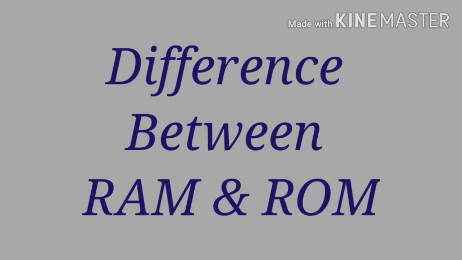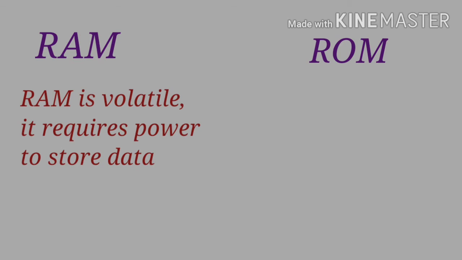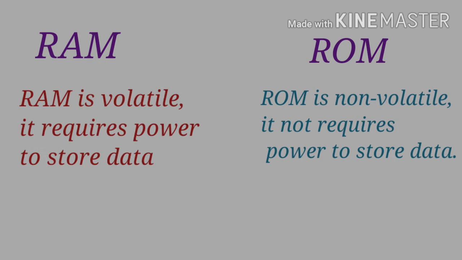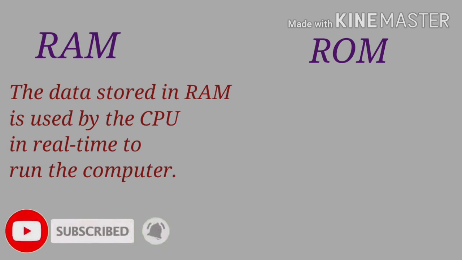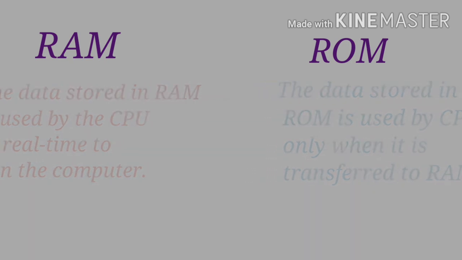Now let's see some basic differences between RAM and ROM. RAM is volatile, it requires power to store the data, whereas ROM is non-volatile, it does not require power to store the data. The data stored into the RAM is used by the CPU in real time to run the computer. The data stored into the ROM is used by the CPU only when it is transferred to the RAM.